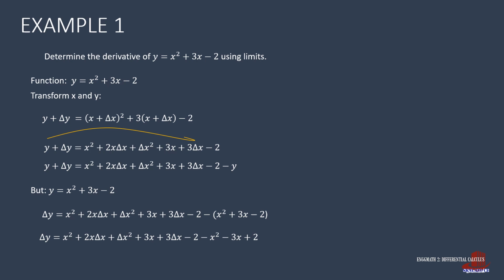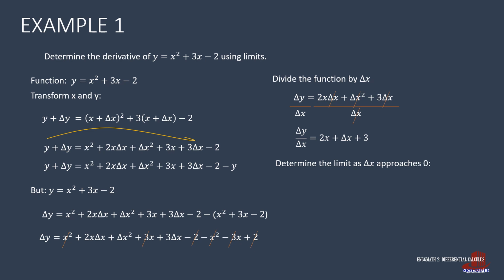This equation already has similar terms which cancel out. They are x squared, 3x, and 2. So the equation is now simplified as delta y is equal to 2x delta x plus the square of delta x plus 3 times delta x. We move to step 3, which is to divide everything by delta x. And notice that there are some terms on the right which can be reduced. So delta y over delta x is taken as 2x plus delta x plus 3.